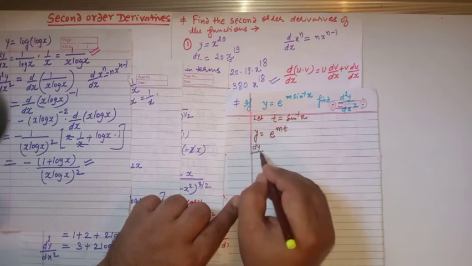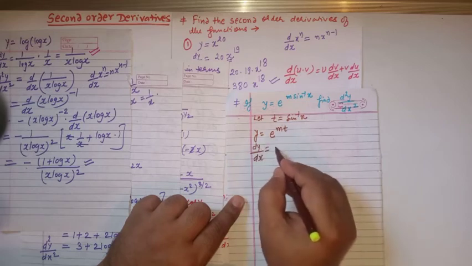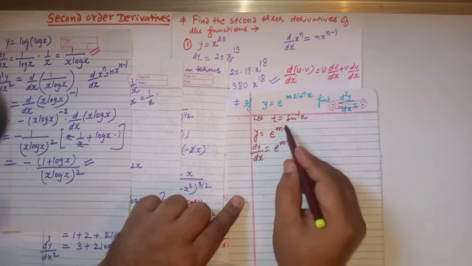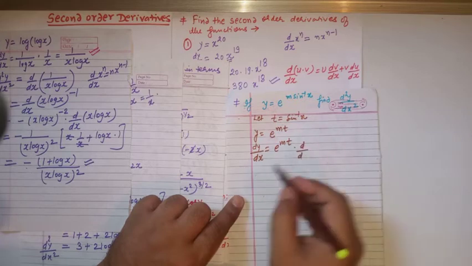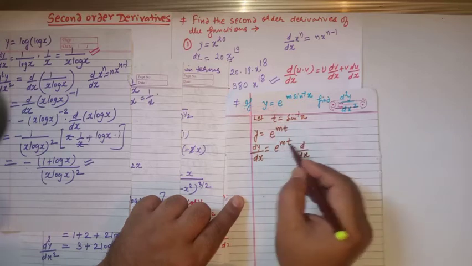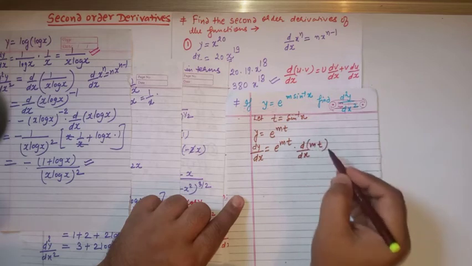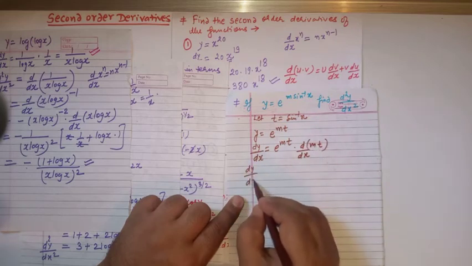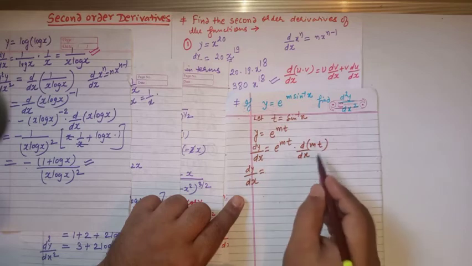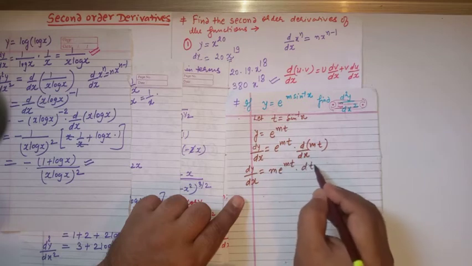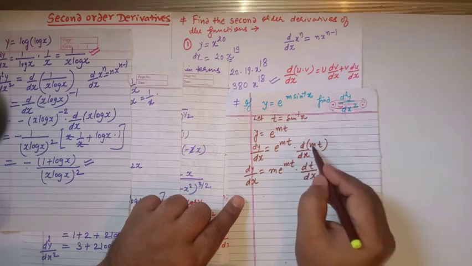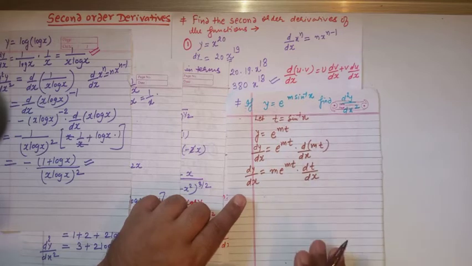Now let us differentiate y with respect to x. So dy over dx is e raised to mt, because the derivative of e raised to mt is e raised to mt. Then we have to differentiate this mt with respect to x. So dy over dx can be written as m e raised to mt times dt over dx. We have taken m outside because m is a constant.